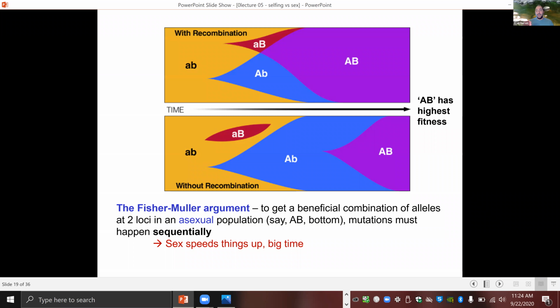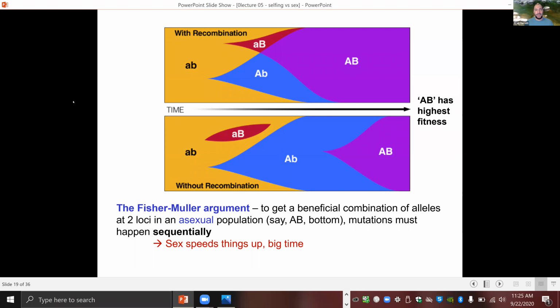Okay, if we throw recombination into the mix, what we end up seeing is it takes much less time to get to that optimal fitness condition of having big A, big B, because those two populations can swap alleles through sexual recombination. So if you have one of those mutations happening here, little a to big A, and then little b to big B in a separate segment of the population, those individuals can sexually reproduce, swap alleles across chromosomes, and get to this big A, big B condition much faster. Okay, so it speeds things up.